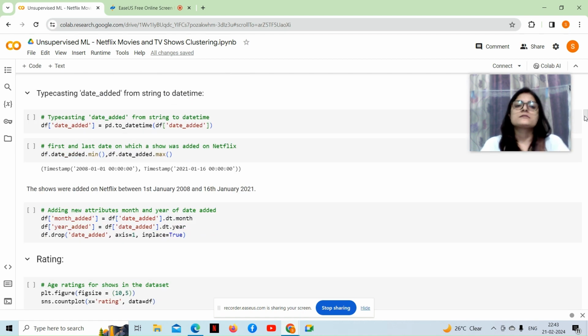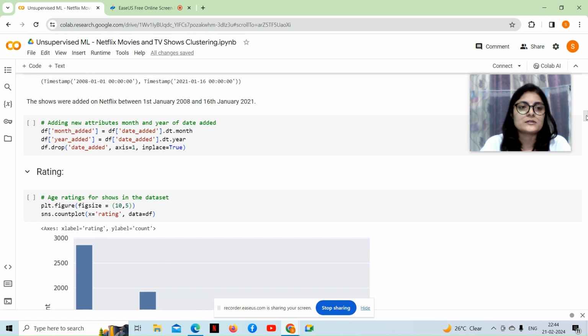Then we did typecasting of date added from string to date time. So it will help in the further process. So typecasting, we did date added from string to date time, right? The shows were added on Netflix between 1st January 2008 and 16th of January 2021. We found the first and last date on which a show was added on Netflix with df.date added minimum to df.added max. It shows that the shows were added on Netflix between 1st of January 2008 and 16th of January 2021.